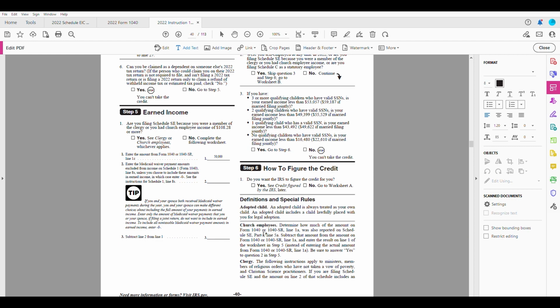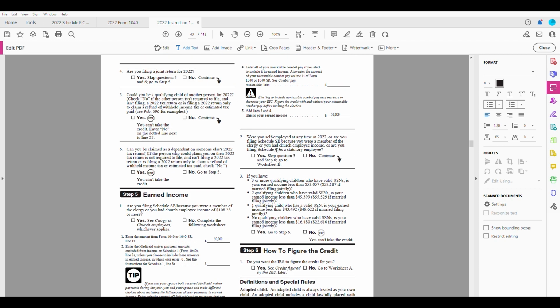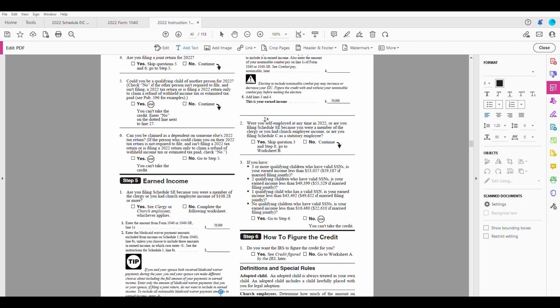50,000 here. We go next to 4, and none. And so our total earned income is 50,000, which is expected. That is the amount of W-2 wages for these taxpayers. Question 2 here, were you self-employed? No. So we'd continue down to 3.